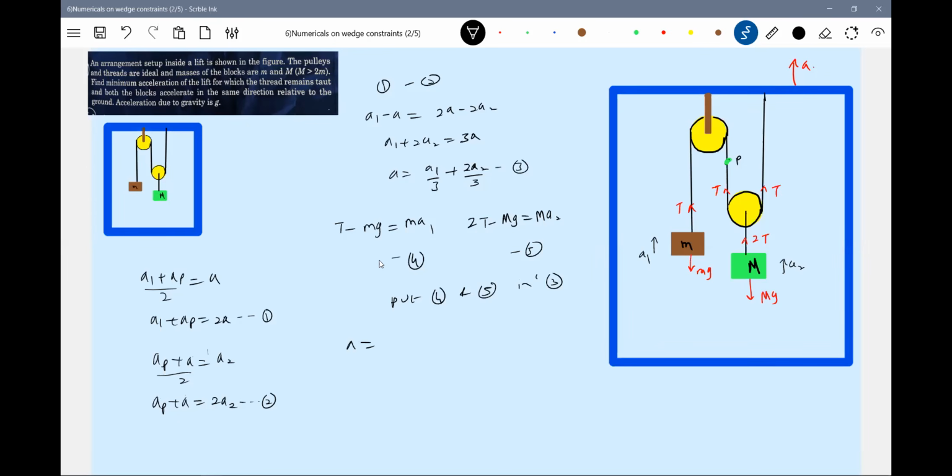So this will be A is equal to 1 by 3 (T by m minus g) plus 2 by 3 (2T by M minus g). So we'll solve this, we'll get exactly, but we don't know T, no? Okay, let's see what will end up. Okay, this will become T by 3 times 1 by m minus g. What to do after this?